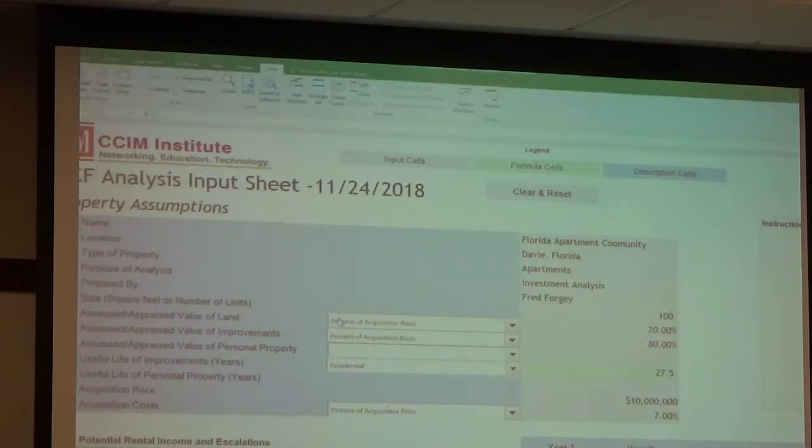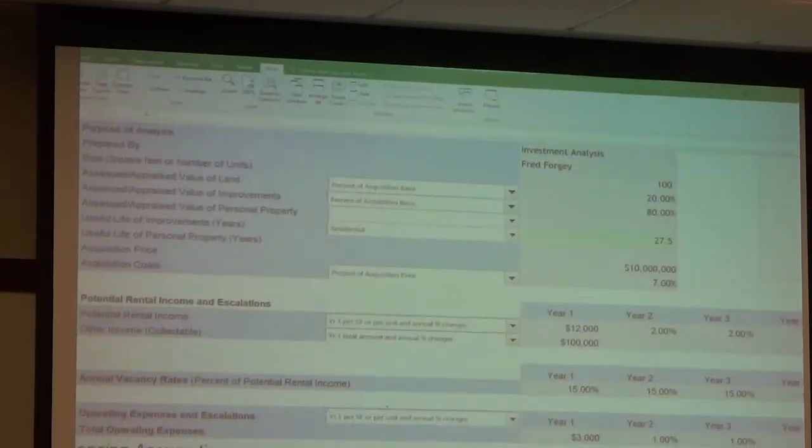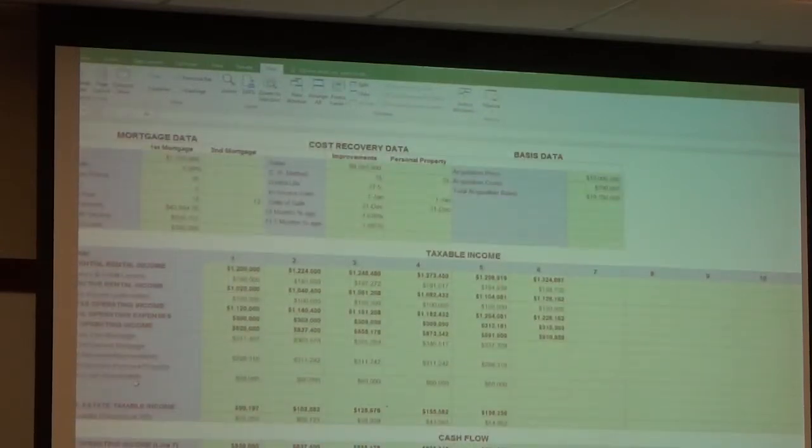So what this model does, and the specific inputs of it aren't important per se, is it gives you all the assumptions for this little property. Then down here at the very bottom, you have one page that's the input page, and the next page is a cash flows page. It gives you basically all the information that we have done in terms of potential gross income, effective gross income, all that sort of stuff.